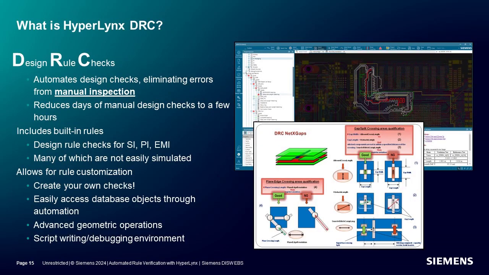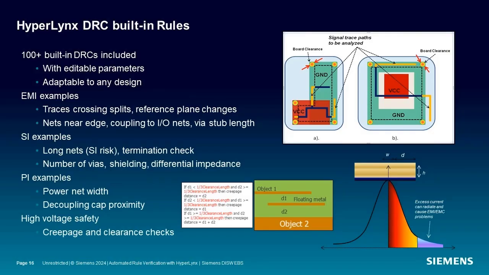HyperLynx DRC encompasses all of what is needed for the automated rule checking process. There are built-in checks around high voltage safety, IC packaging, EMI, signal integrity, and power integrity. There's a script writing and debugging environment, so you can write your own rules in the tool, as well as services for us to write custom rules for you. The rules have default parameters that can be easily adjusted depending upon your PCB.